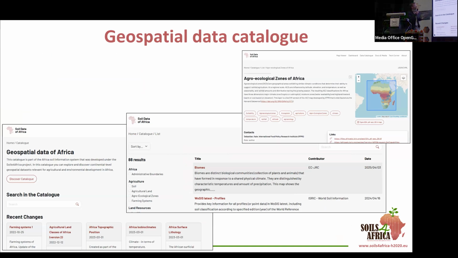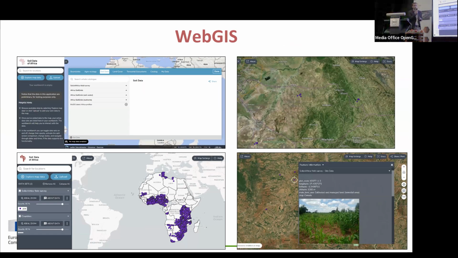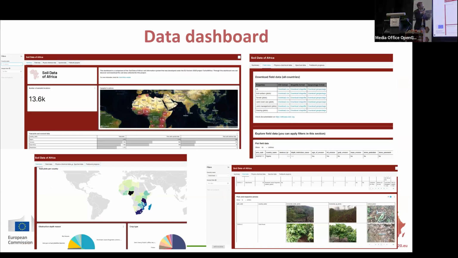There is a geospatial data catalog with almost 90 continental environmental data sets relevant for agriculture. There is metadata, and you can download all these data. It's all open data. We have a WebGIS for data discovery and exploration. The field data from the project is also included there. You can visit the points, look at the pictures that the surveyors took, etc. And then there's a data dashboard. This is still work in progress, but this dashboard gives overviews of the data collected, with some summary figures.